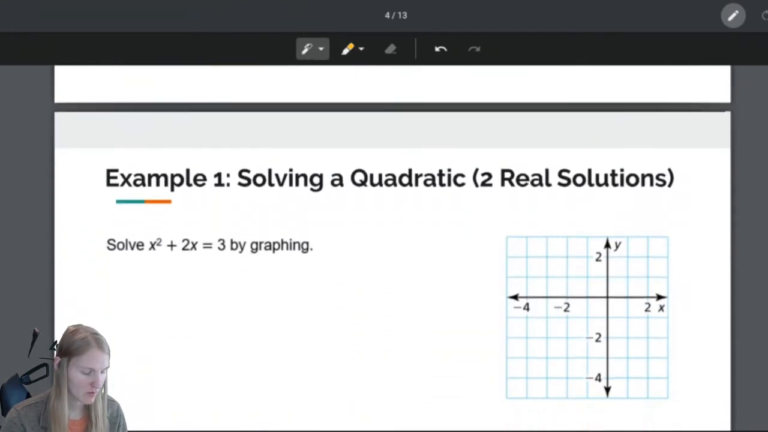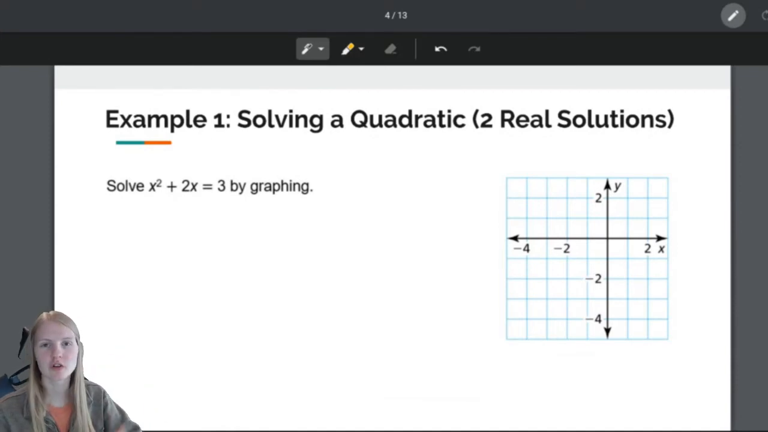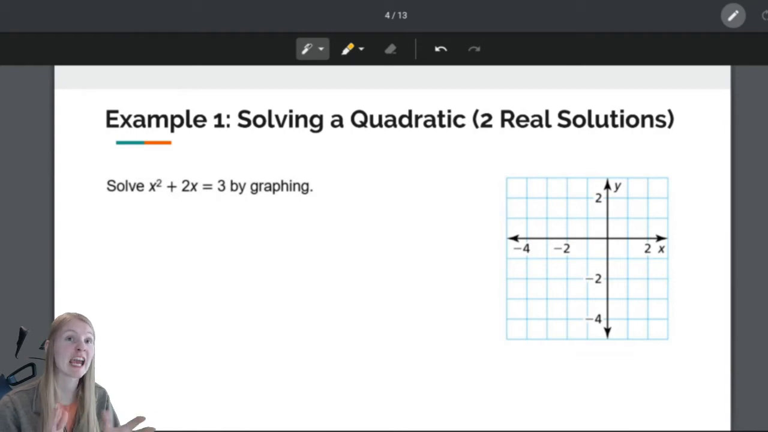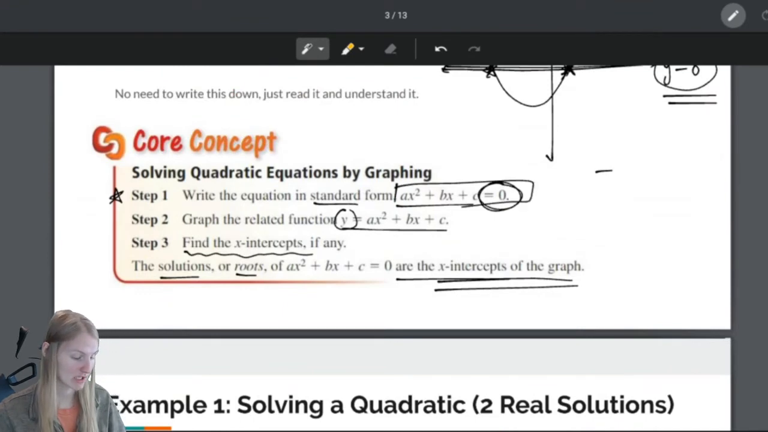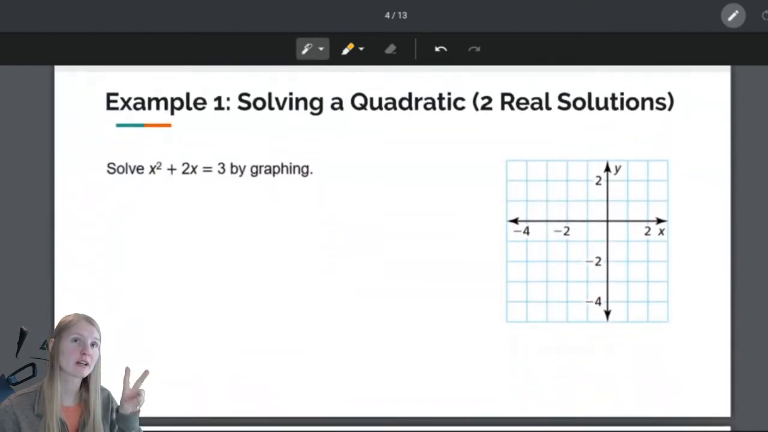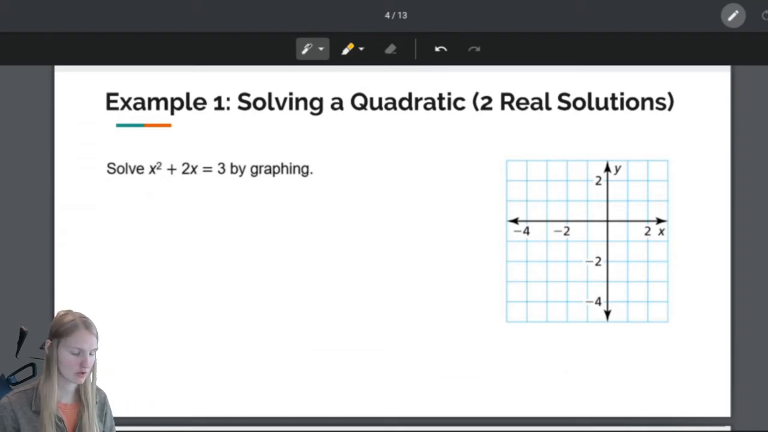Okay, so example 1, solving a quadratic: 2 real solutions. There are different cases of things that can happen when solving an equation that looks like this. There can be 2 real solutions, there can be 1 real solution, or there can be no real solution. So I'm going to take you through each of those cases.